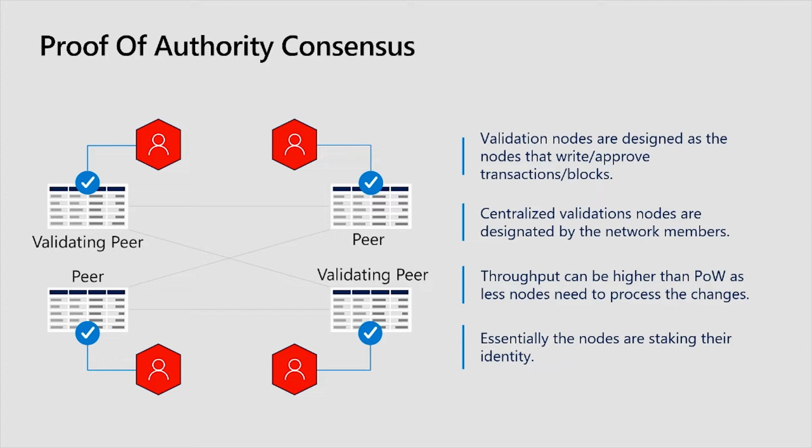over that network. This is not a network where we just let anybody join. They're very regulated and controlled networks. And so essentially the nodes are staking their identity as part of this. They're saying, I'll validate transactions.